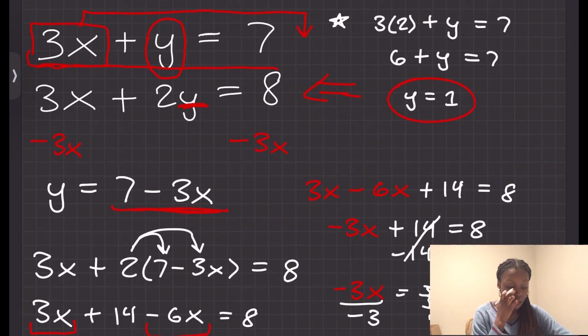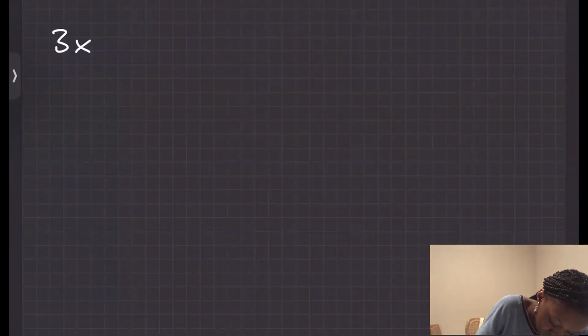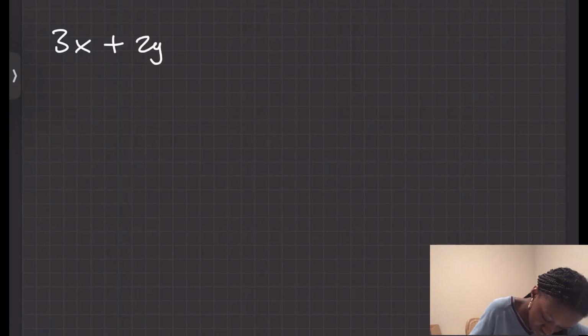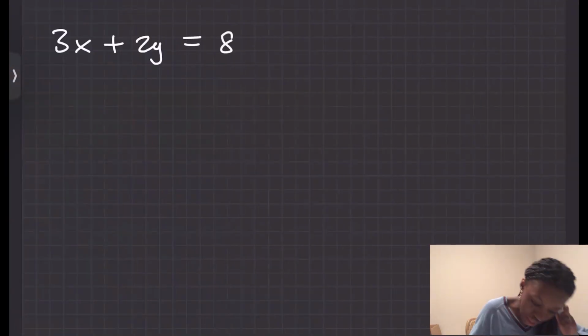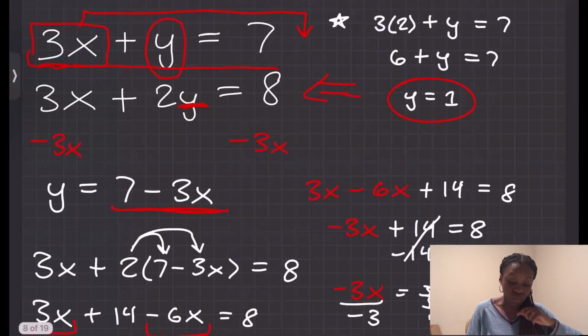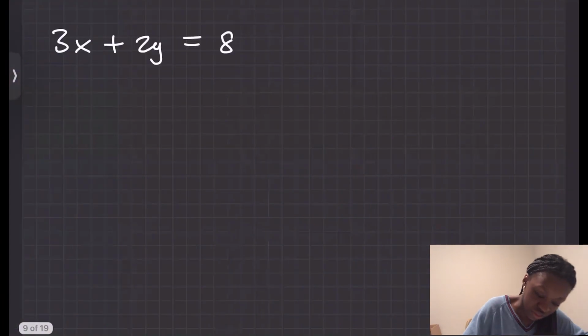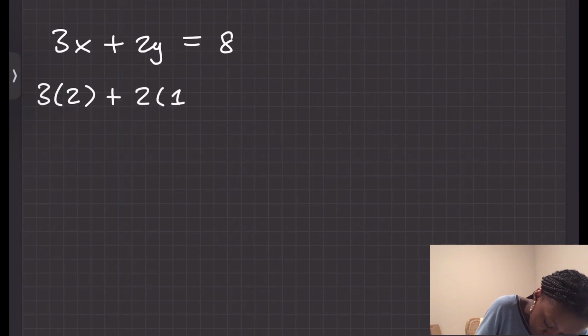Okay, I'm going to skip the checking part. Actually, I'm not going to skip the checking part because that's the most important part. So 3x plus 2y equals 8. And we know that x equals 2 and y equals 1. So 3 times 2 plus 2 times 1 equals 8.